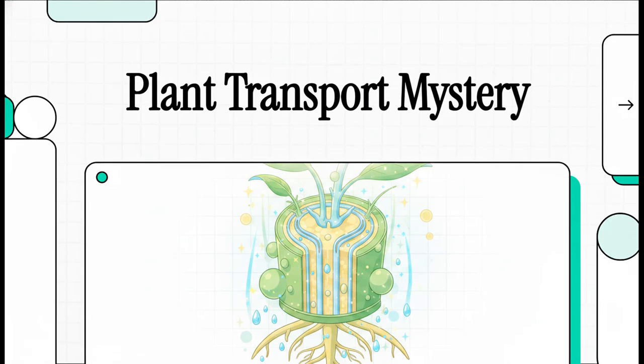When we look at a forest, or honestly, even just a potted pothos on the windowsill, it looks incredibly still, right? Almost totally static. But beneath that calm, green exterior is a bustling, high-speed highway of water, minerals, and nutrients. Today, we're unpacking exactly how that hidden mechanics works.